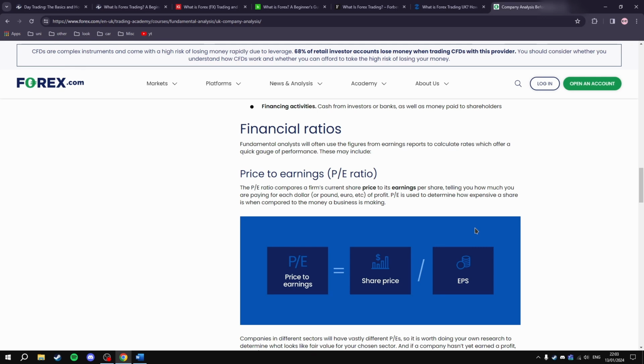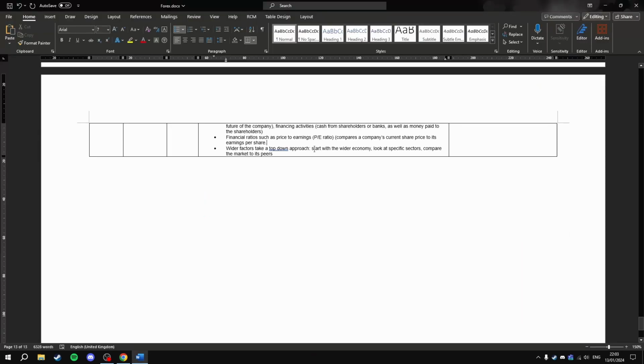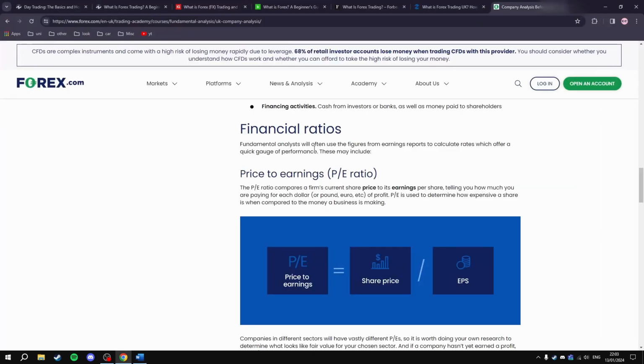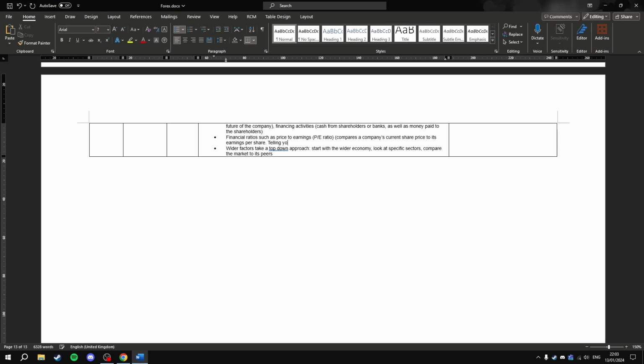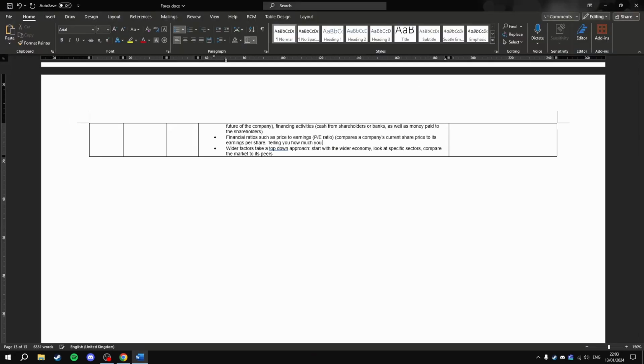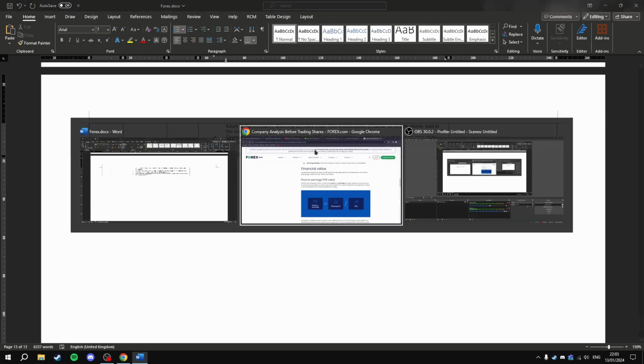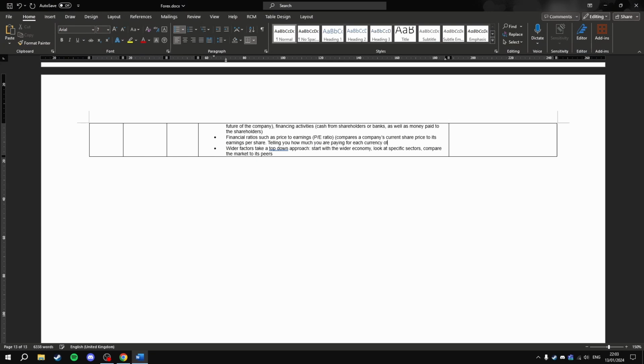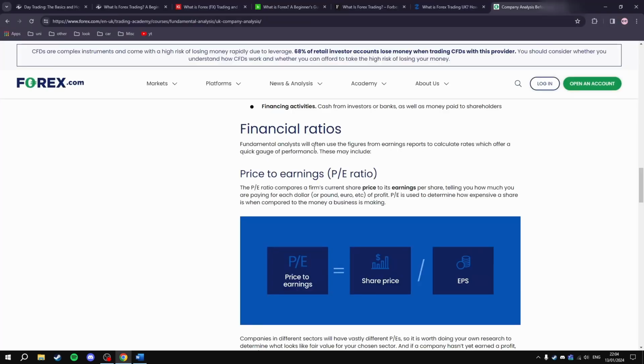PE is used to determine how expensive a share is when compared to the money the business is making. It tells you how much you are paying for each dollar, pound or euro of profit.